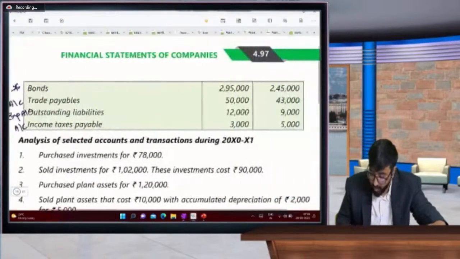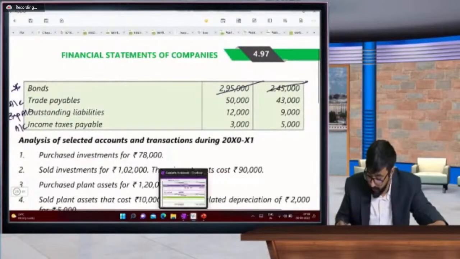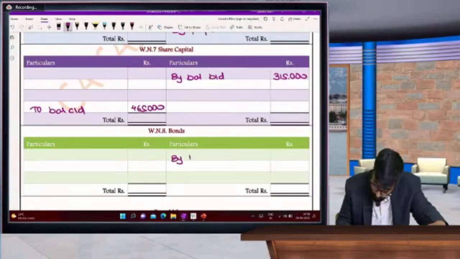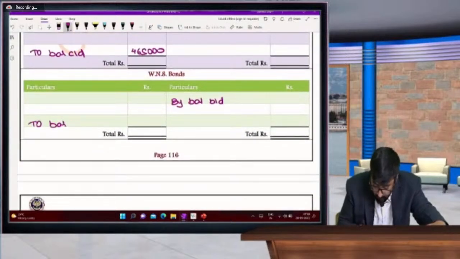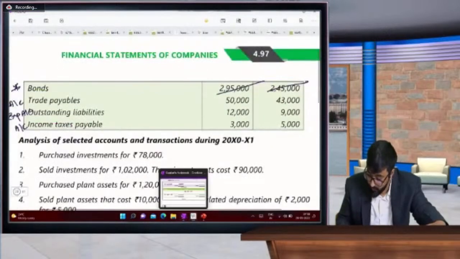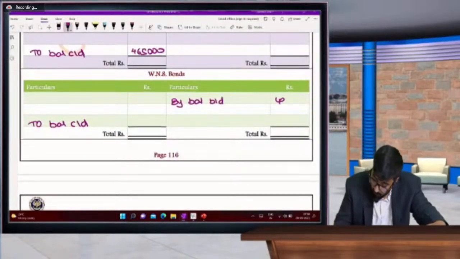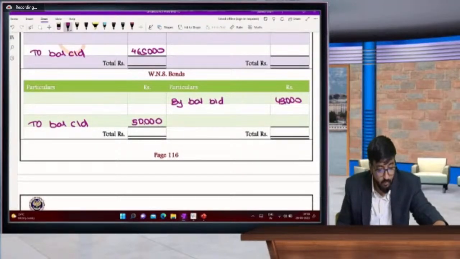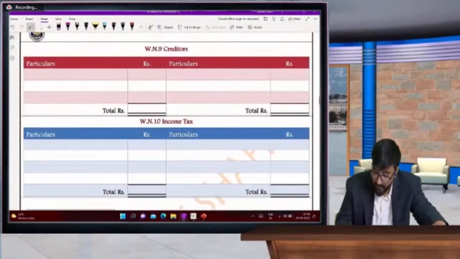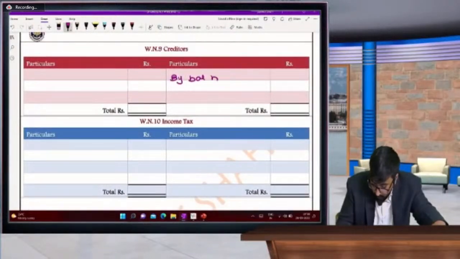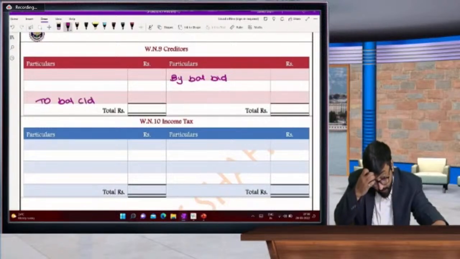Reserves and surplus we are not writing. Bonds 245. By balance brought down, to balance carried down 43 and 50. Trade payable, that is creditors. By balance brought down. To balance carried down.